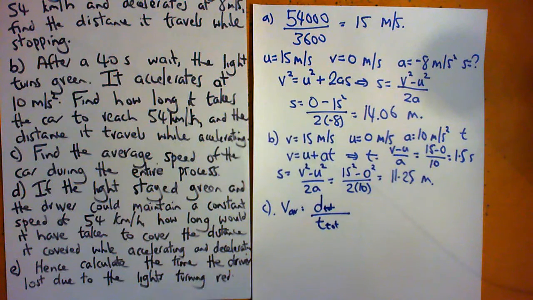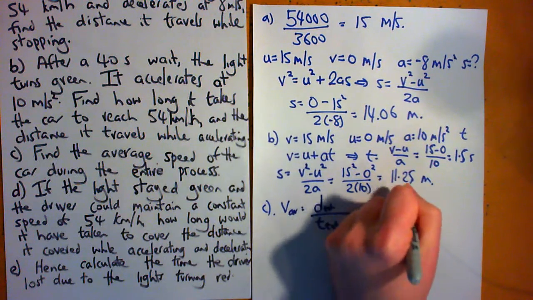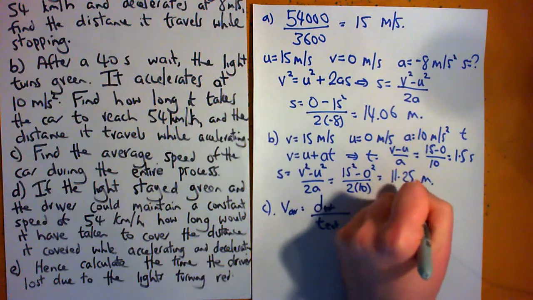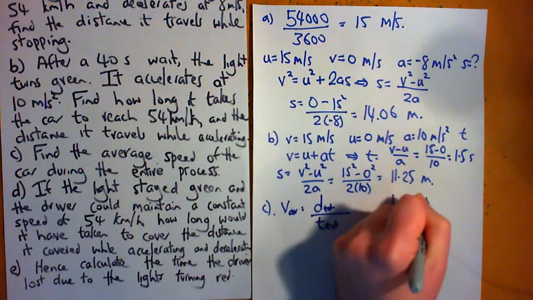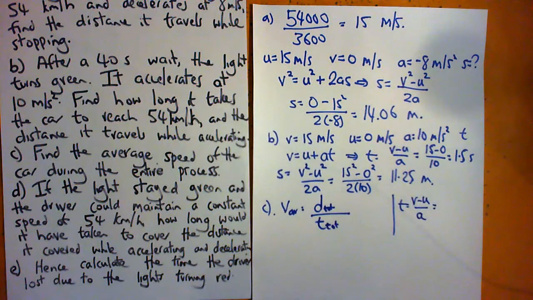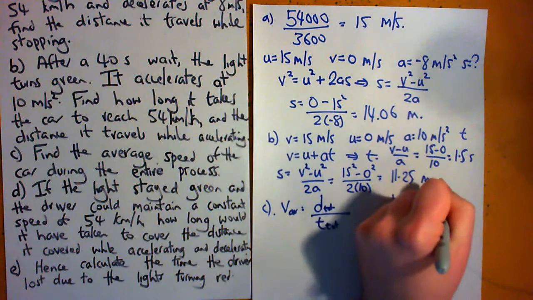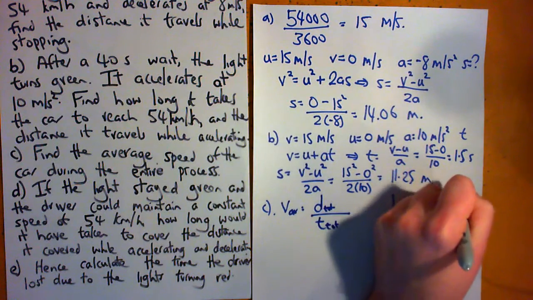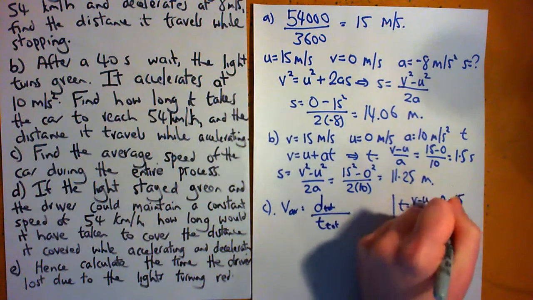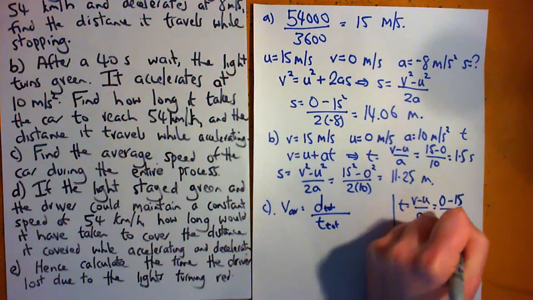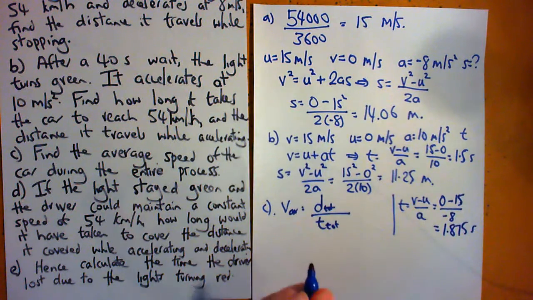Okay, so we need to find the time it took the car to decelerate, since we haven't got that yet. We're looking for a time, and we know the initial and final speed and the acceleration, so again we're using t equals v minus u divided by a. We're looking at the deceleration, so the final speed is 0, initial is 15, divided by a, which is negative 8, and that gives us 1.875 seconds.